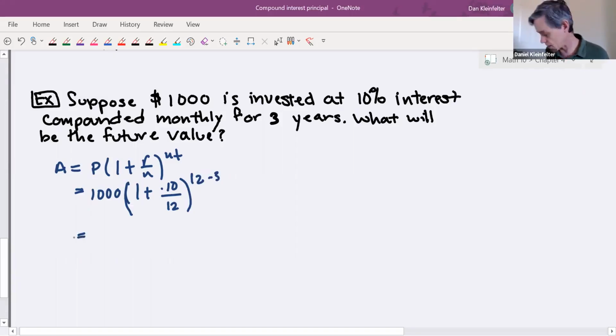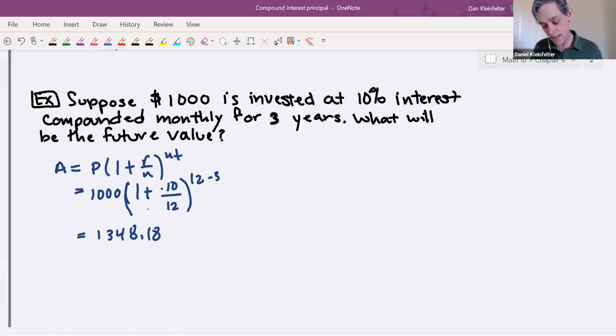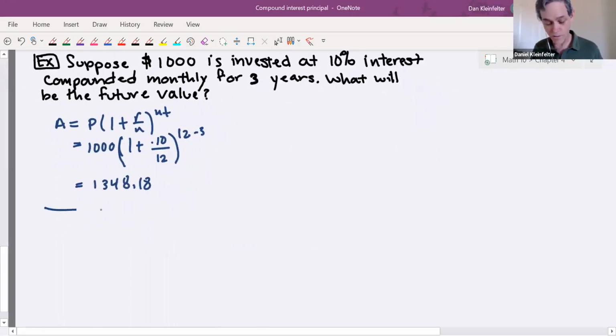Okay, so let's go ahead and calculate that. And then that's raised to the 36 power times 1,000. All right, so 1,348 and then 18. So 1348.18 if we figure out the interest monthly for 3 years. Okay, so then again, a natural question is, well, what if we do it more often? You know, why don't we do it daily? So just for fun, let's go ahead and see what it looks like if it's daily.